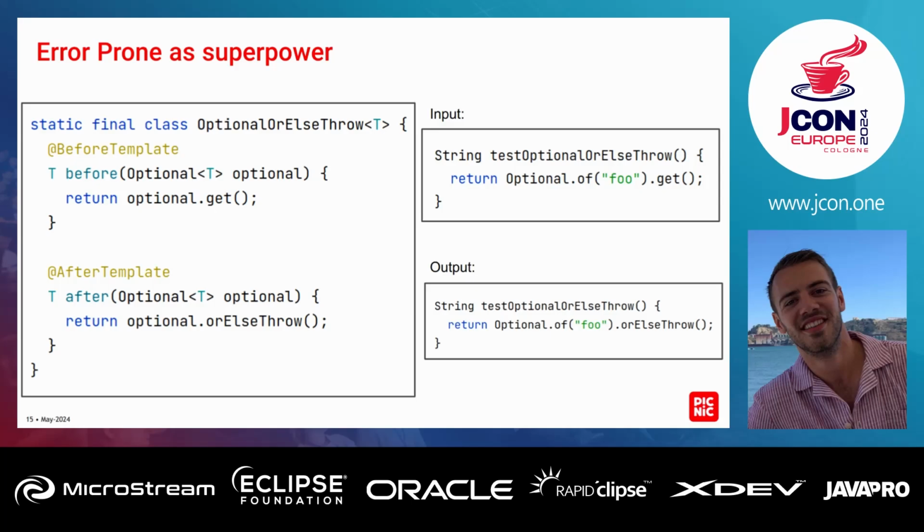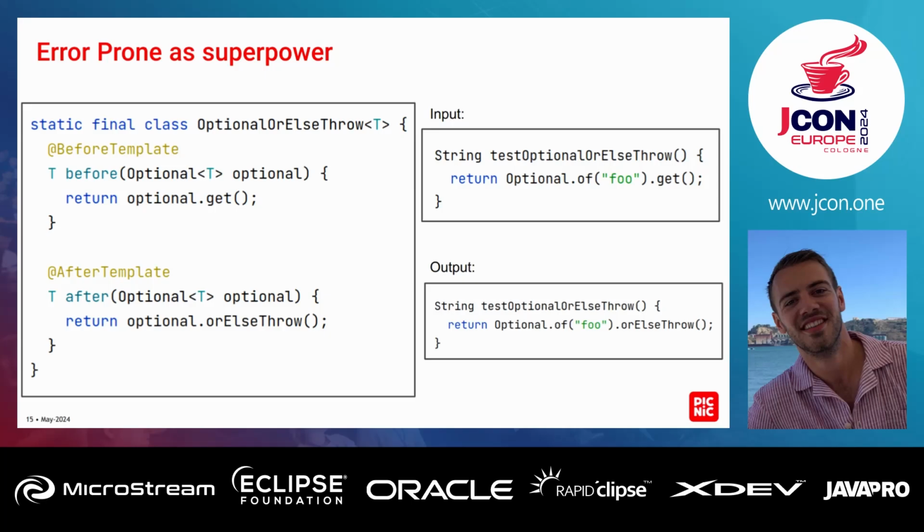So another simple one is a refaster rule that I wanted to show, because at some point the optional .get got introduced, but the release after that they said this was actually a mistake. We would like it to be a bit clearer, and they also introduced the orElseThrow. And the Javadoc of the Optional.get states, hey, don't use the Optional.get. Please use the orElseThrow.